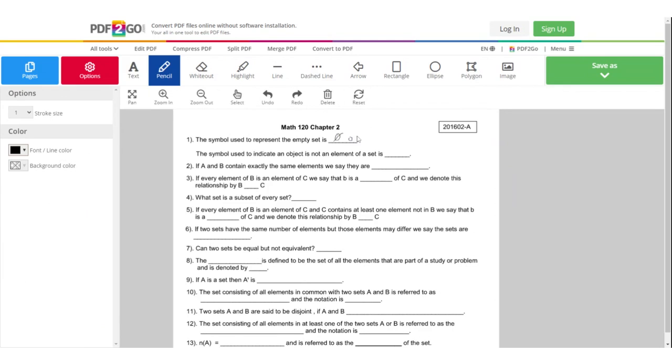I think that's what Alex prefers, but essentially these two things both mean empty set. Not an element is the little pitchfork thing. If A and B contain exactly the same elements, what are they called? Remember that? They're equal.